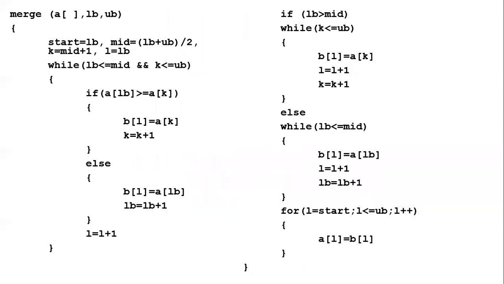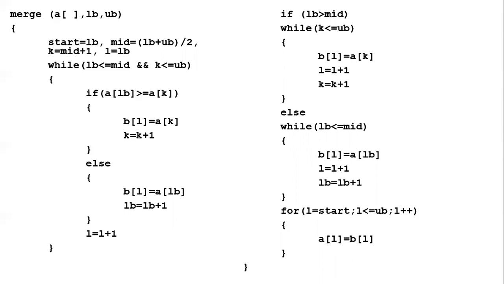We have started with start equal to lower bound. Here the lower bound will be passed as 0 and upper bound will be passed as 7. And we know the mid value: mid is lower bound plus upper bound by 2. So the mid value is (0 plus 7) by 2, that is 3. Though 0 plus 7 by 2 becomes 3.5, we are actually taking the integer value. So the value is 3.